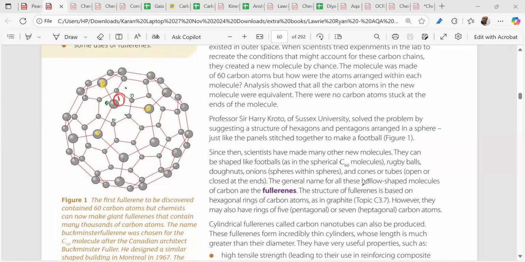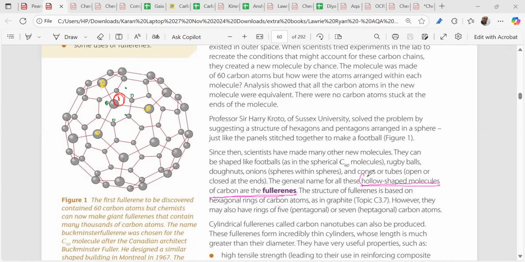Fullerenes are hollow-shaped molecules of carbon. This is a very important portion to master. Everybody in this group, you have to understand that fullerenes are hollow-shaped molecules of carbon. Master this definition, very good definition, crisply given over here.